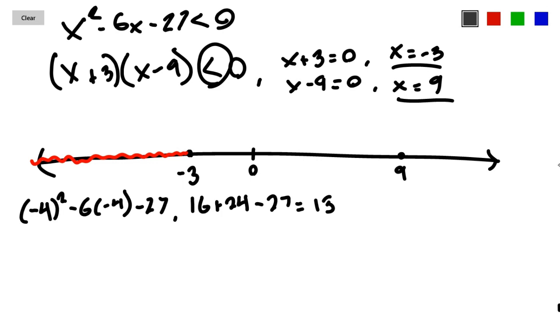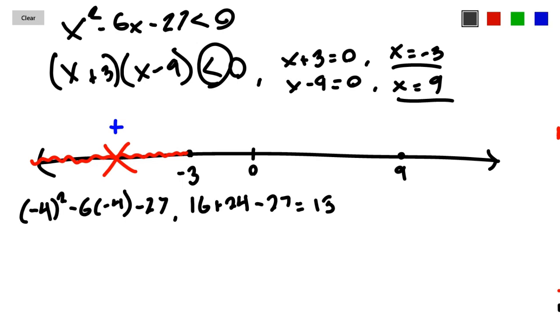So look, we are looking for answers that are less than 0. And a positive 13 is greater than 0 because it's a positive number. So what this tells me is that this interval is not valid. Any value of x that's in here is not going to satisfy the inequality. So we have to move on to the next interval. This produces a positive result, and we're looking for negative results.